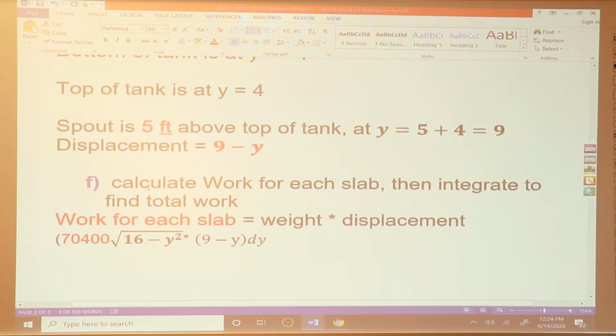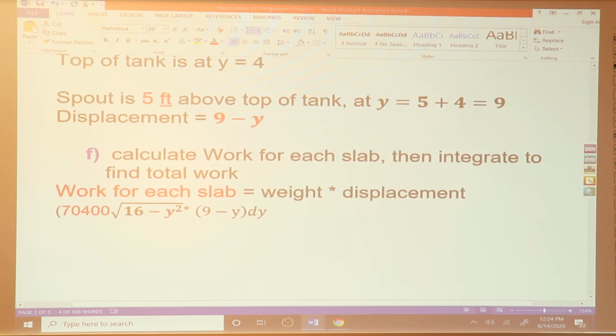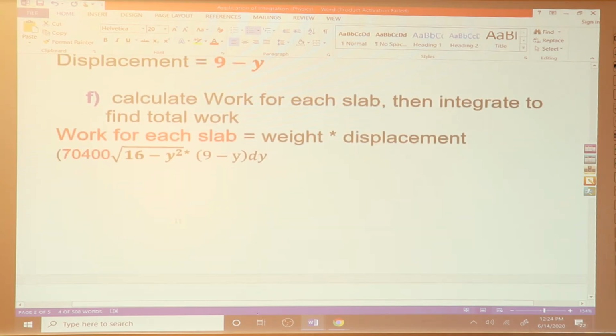Now calculate the work of each slab, then integrate to find the total work. Work of each slab is weight times displacement, which is F dy, we said, right? 7400 times (16 minus y squared) times (9 minus y) dy. Good? Some books, they write the work as what to be?